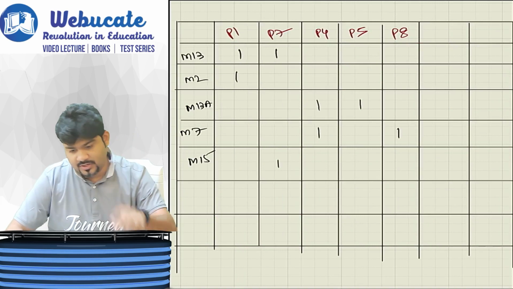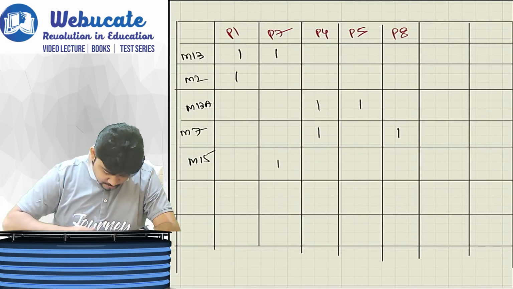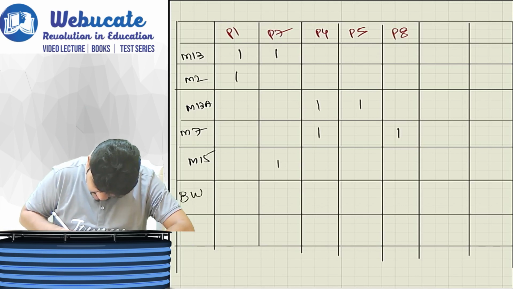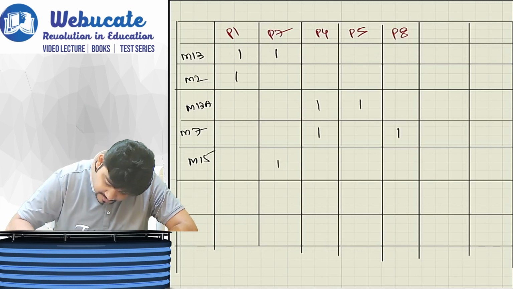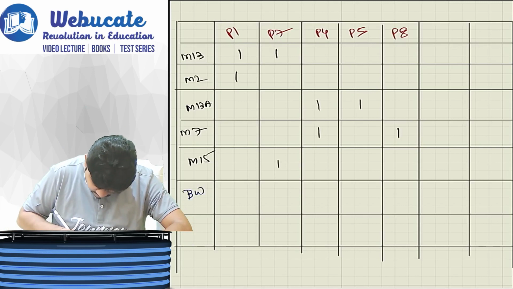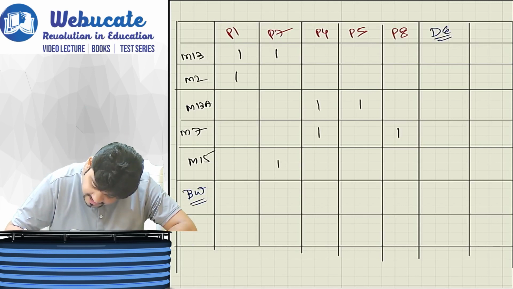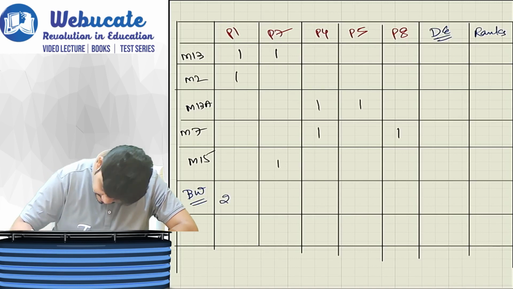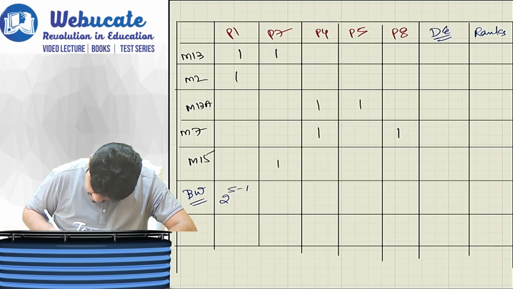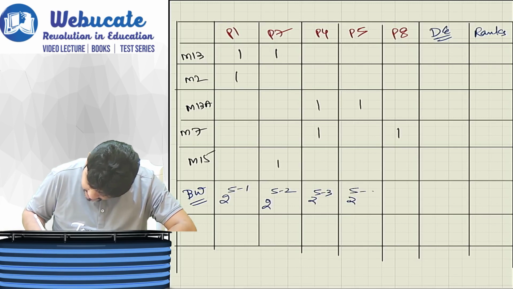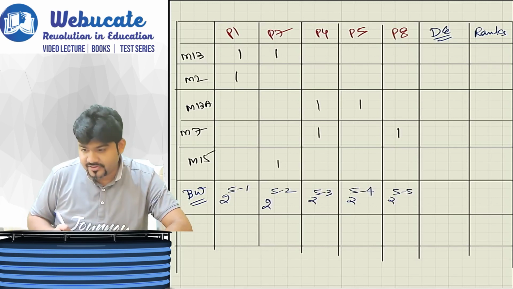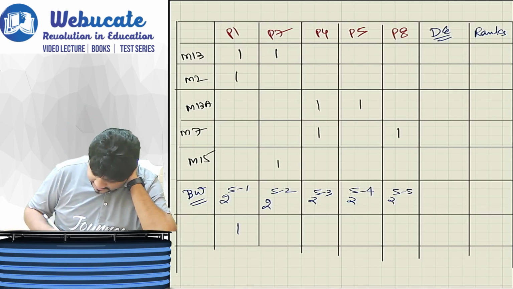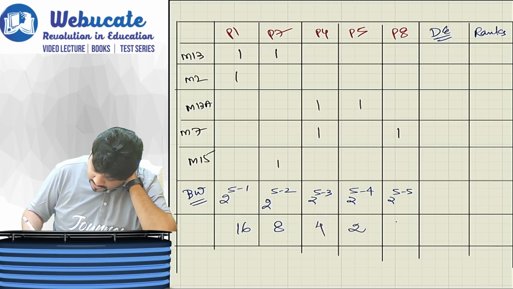Okay. Now BW and then DE. Things are looking easy now. Let's start with BW, and then we have the DE, and then we have the ranks. 2 raised to 5 minus 1, 2 raised to 5 minus 2, 2 raised to 5 minus 3, 2 raised to 5 minus 4, 2 raised to 5 minus 5. 2 raised to 4 is 16, 8, 4, 2 and 1.